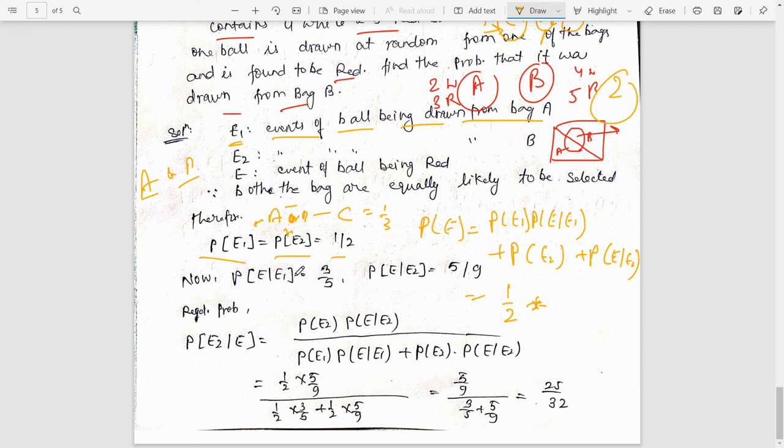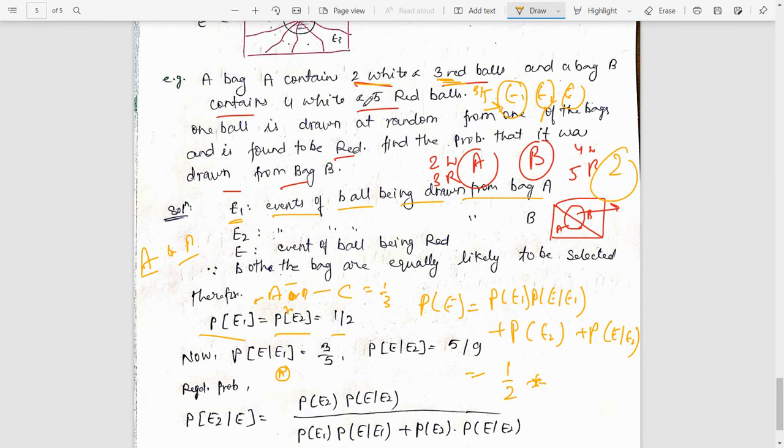Okay. Now it's saying that the probability of occurring of E when E1 has already occurred is this particular thing, because obviously if you select bag A, in that case you can select a red ball by 3 out of 5 choices. And if you have selected bag B, in that case it would be 5 red balls out of a total of 9 balls. Okay, so it would be 5 by 9.